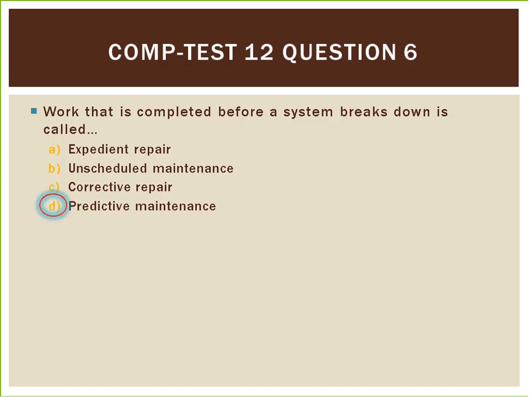Answer D is the best answer here, because predictive maintenance allows convenient scheduling of corrective maintenance to prevent unexpected failures. Answer A is incorrect, because expedient repair is when the maintenance is convenient or practical, not when a system breaks down. Answer B is incorrect, because unscheduled maintenance is maintenance that is not planned for and is a result of a problem. Answer C is incorrect, because corrective repair happens when a breakdown is discovered.